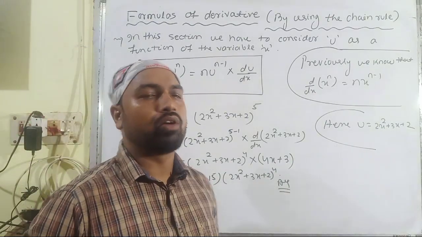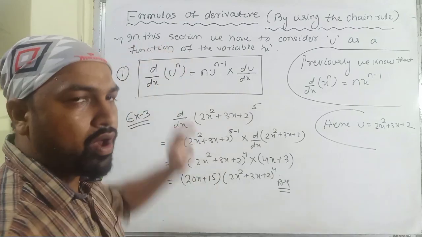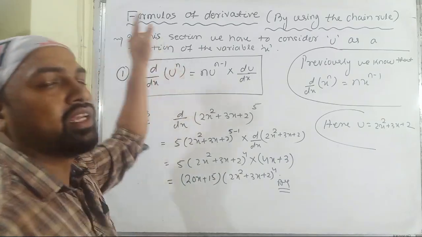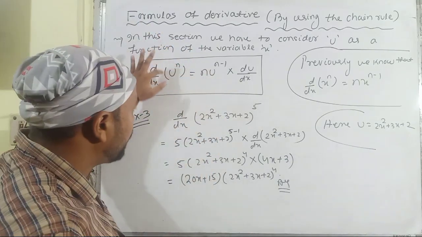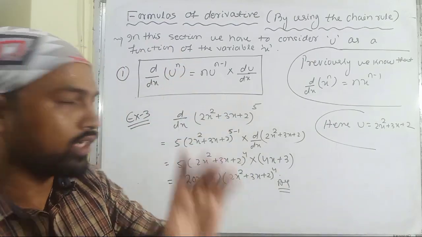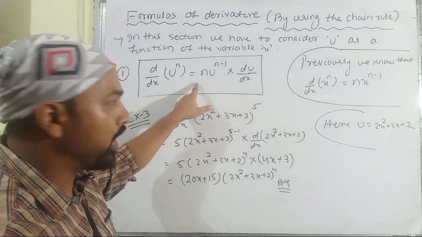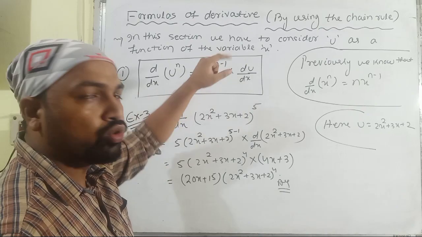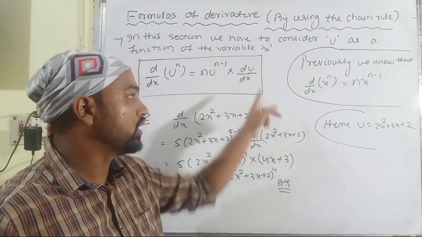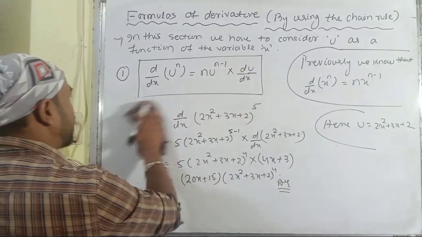So here it is all about the first formula, which is differentiation of u to the power n, where u is a function in the variable x, and u to the power n is a composite function. So differentiation of u to the power n with respect to x is given by n multiplied with u to the power n minus 1, again multiplied with the differentiation of the given function u. Okay, then let us go through the next formula.